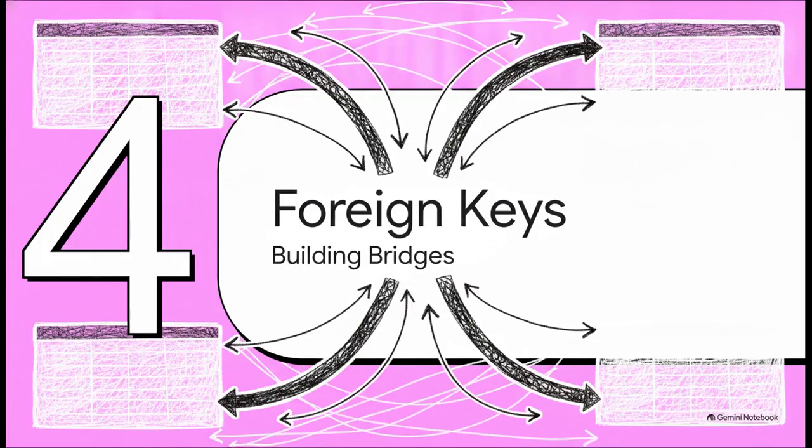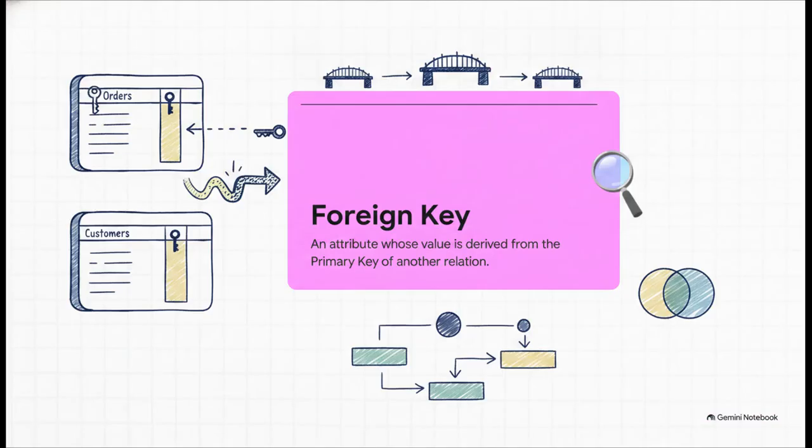Next up, Section 4, connecting tables with foreign keys. We're building bridges now. So far, we've only been looking inside a single table. But the true magic of a relational database is how different tables actually communicate with each other. Enter the ultimate bridge builder of the database, the foreign key. By definition, a foreign key is an attribute whose value is derived from the primary key of another relation, and it's used to represent the relationship between those two relations. I know that sounds like a mouthful, so let's visualize exactly how this works with some real data.